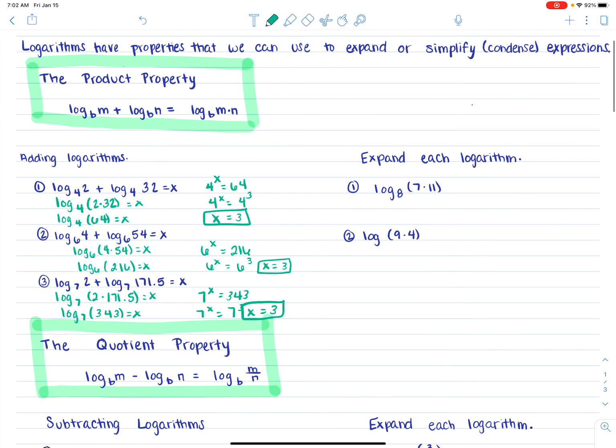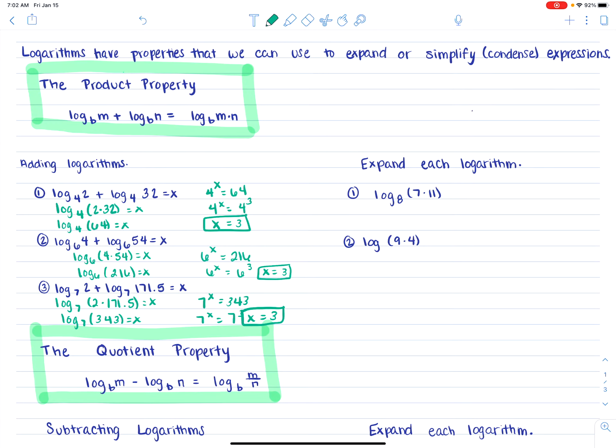Okay. This property can work both directions. So I just went from addition to the condensed property of multiplication, but I can also expand them. You don't have to expand them near as often as you would have to condense them, but it's still good to know that you can.